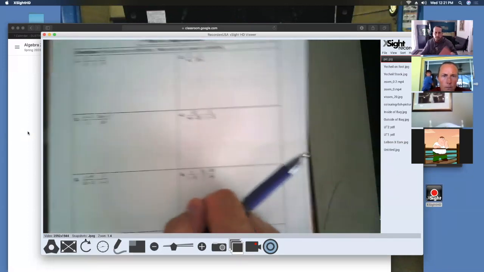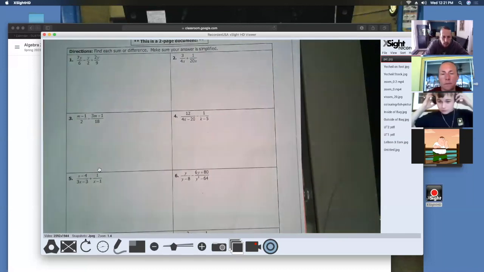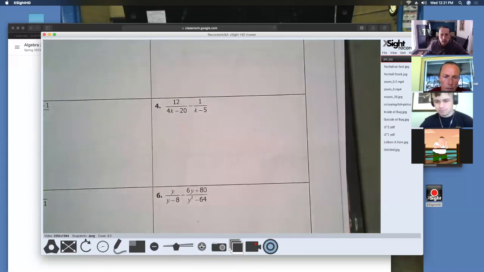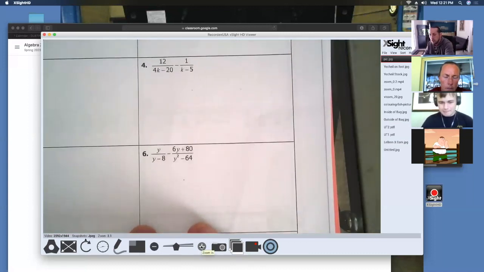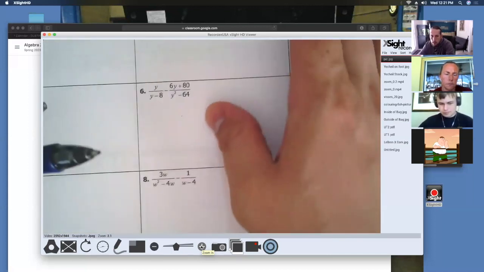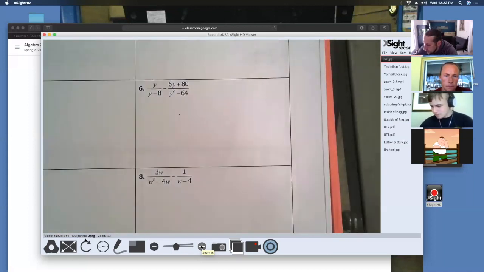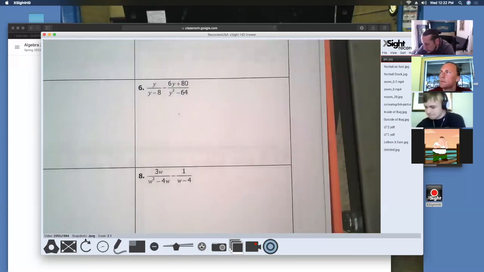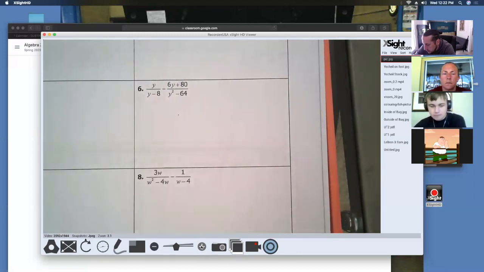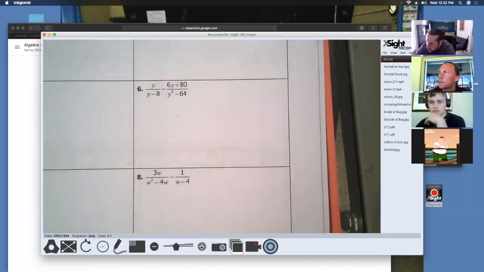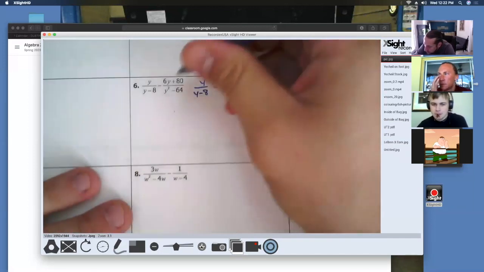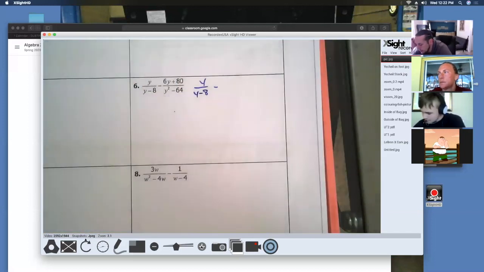Okay, so hold on, going through this, let me see. It gets real shaky here. All right, so number 6. First thing is the left side's broken down. The right side I need to do some factoring. So y minus 8. So up top, is there a GCF? Can I pull out a 6? No.